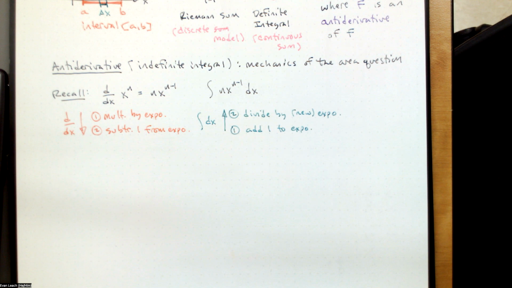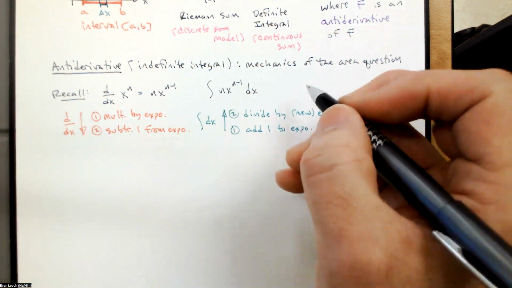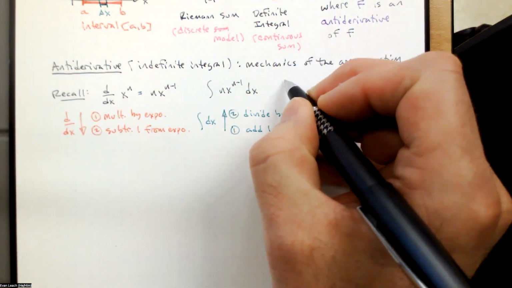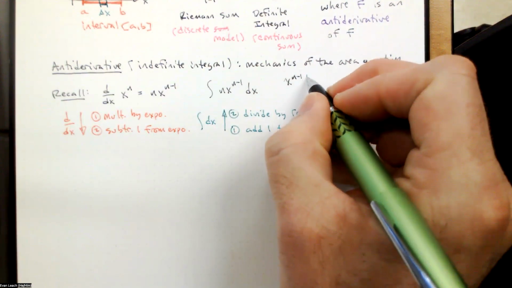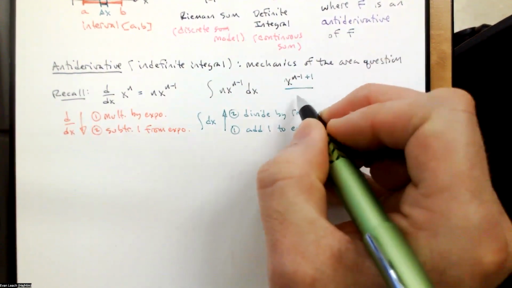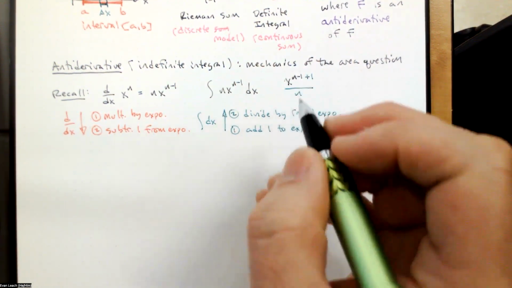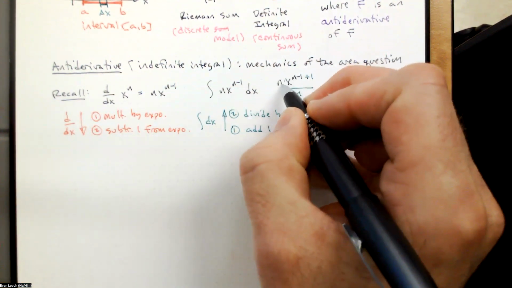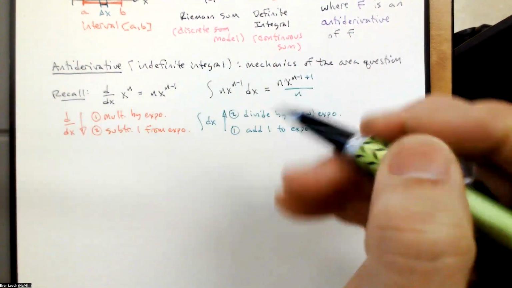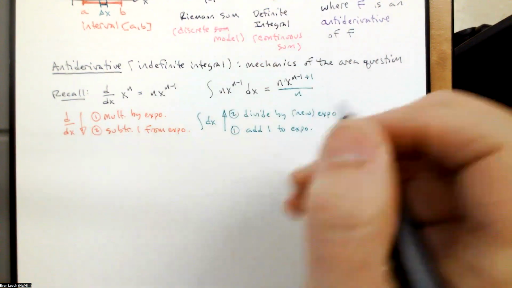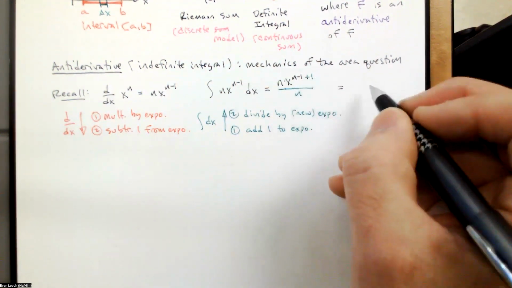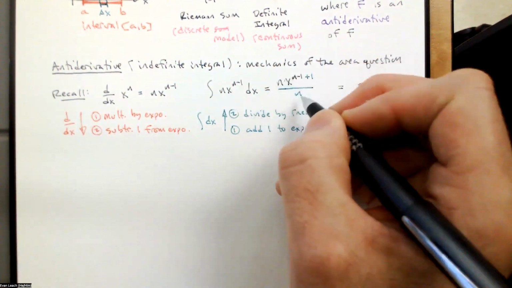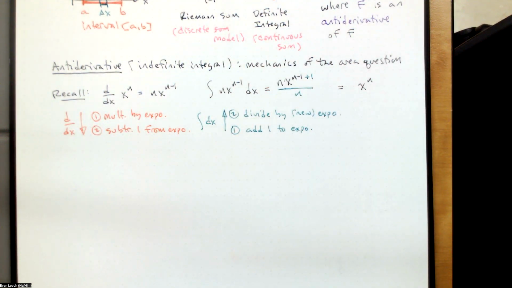So the instructions for the integral are to add 1 to the exponent. So I get x to the n minus 1 plus 1. And then we divide by the new exponent. N minus 1 plus 1 is just n. And we had an n at the beginning. And then the n's cancel, so we just get x to the n like we expected.